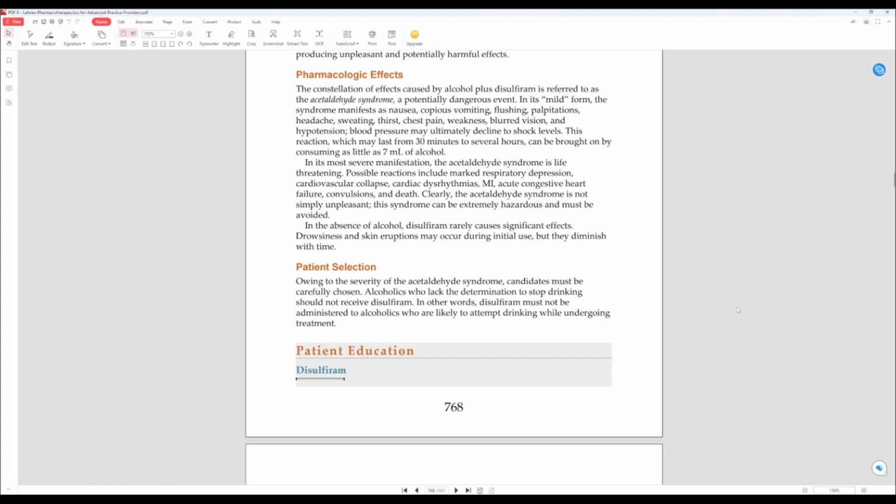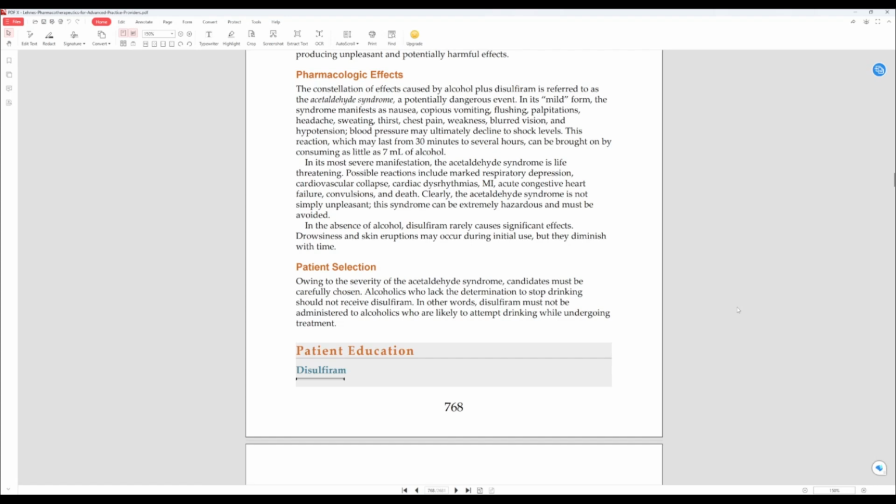In the most severe manifestation, however, acetaldehyde syndrome is life-threatening. Possible reactions include marked respiratory depression, cardiovascular collapse, cardiac dysrhythmias, myocardial infarctions, acute congestive heart failure, convulsions, and possibly death. Clearly, the acetaldehyde syndrome is not simply unpleasant. This syndrome can be extremely hazardous and must be avoided.